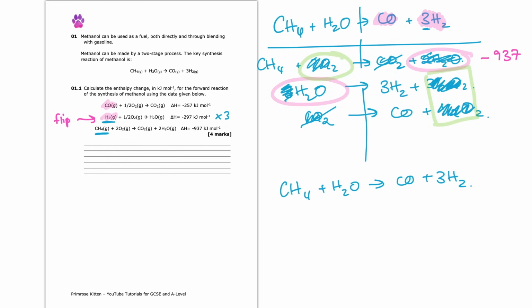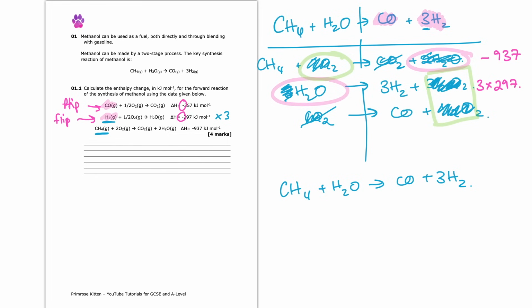Now the flipping is going to change the sign of that to a positive from a negative. And it's going to be times by 3 because we times the equation by 3. So instead of 3 times minus 297, we're just going to do 3 times 297. And this last reaction here, again, we flipped this reaction to get the reactants and products in the right places, but we didn't times it by anything.